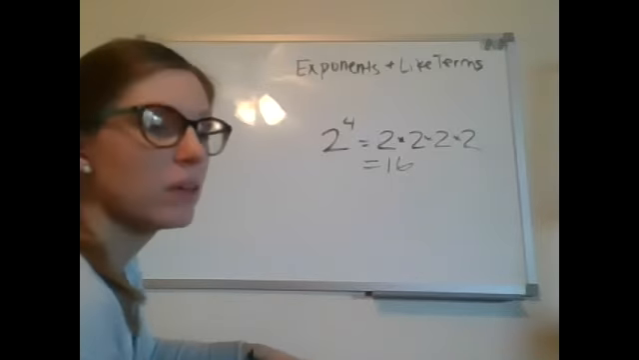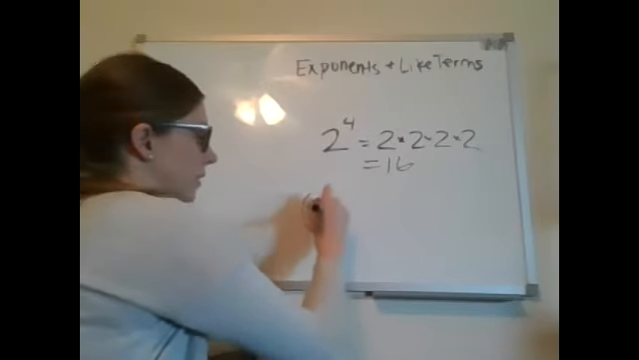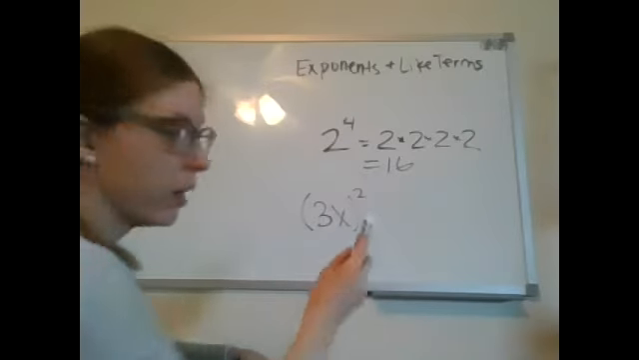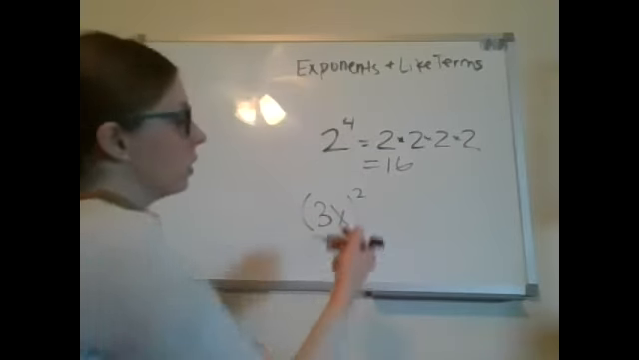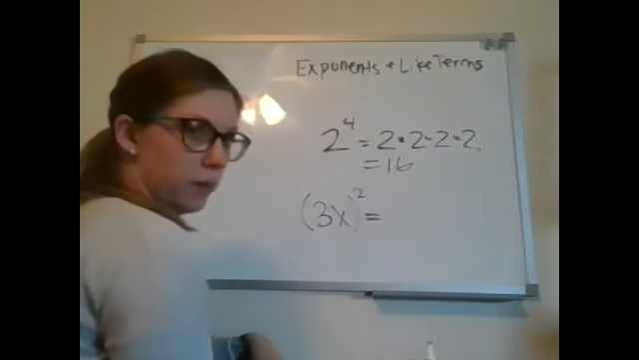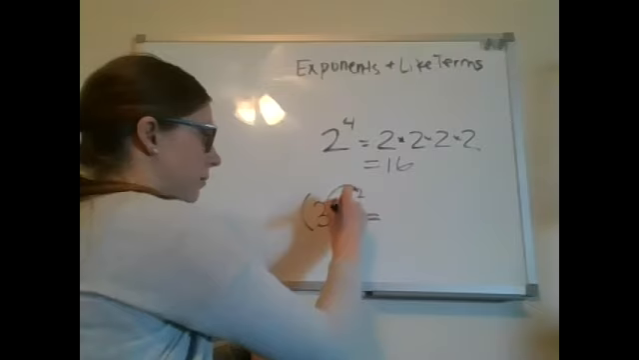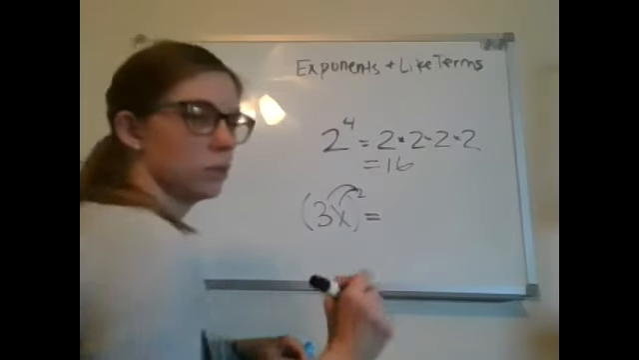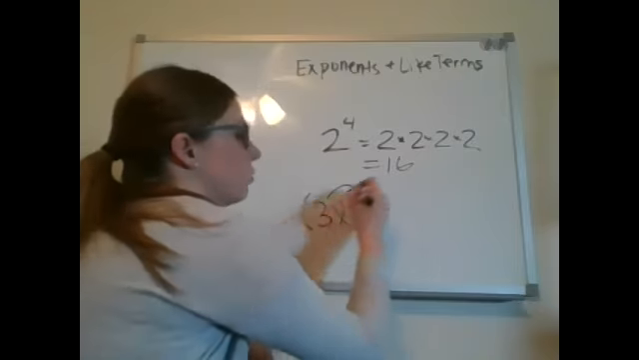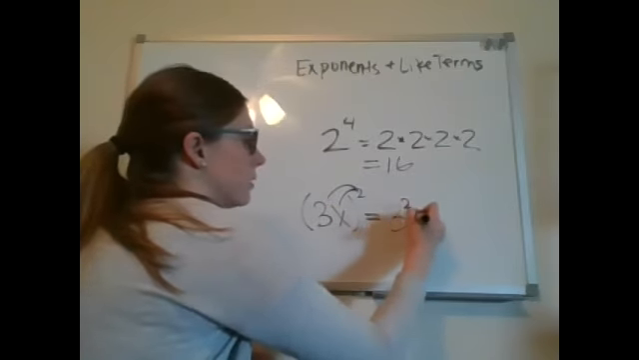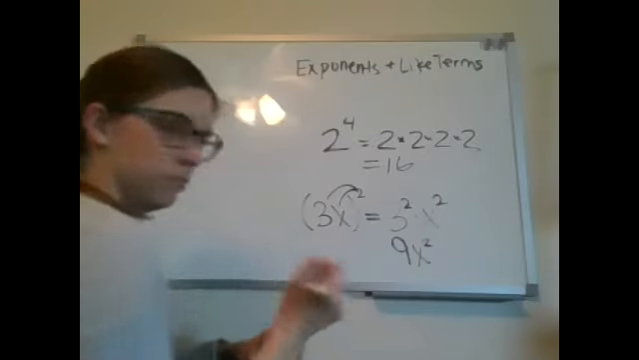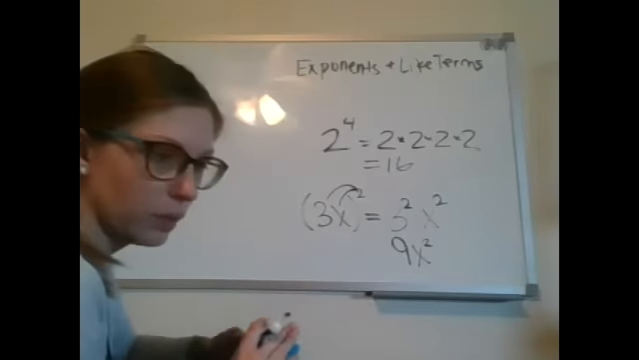Not too shabby, huh? If you have something like this, where it's 3x in parentheses squared, this square goes to both things in here. So you can actually do it kind of like your distributive property, because they're both being multiplied. Don't do this for anything else unless they're just two things being multiplied by itself. So 3 squared times x squared. 3 squared is 9, x squared is x squared. And you're done.